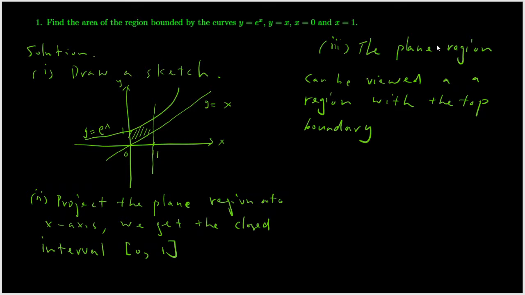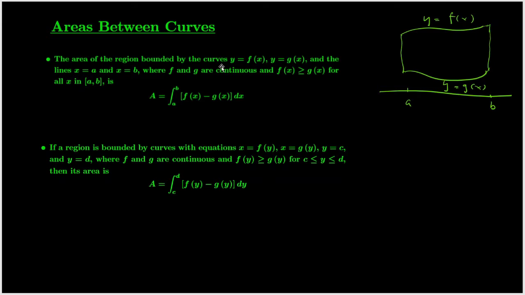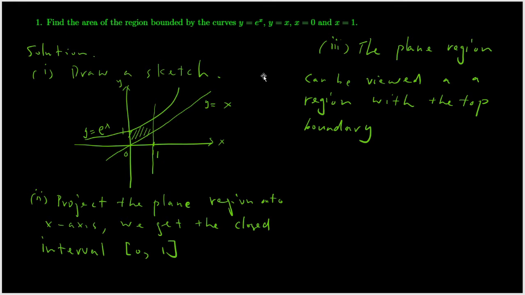The notation in the statement: the top boundary is supposed to be the graph of f of x. I'm going to use the notation f of x for the function representing the top boundary. Now let's say f of x equals... now look at the region. The top boundary is the graph of y equals e to the power of x. So in this case, f of x is equal to e to the power of x.